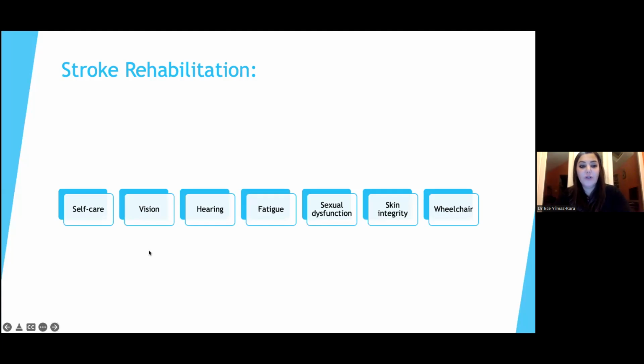But we do look into self-care and independence as an integral part of the stroke rehab from early and late phases. And we must assess our patients for their vision and hearing. Fatigue can be a limiting factor. Often, and again, tailoring with the intensity of rehab, fatigue we must take into account.